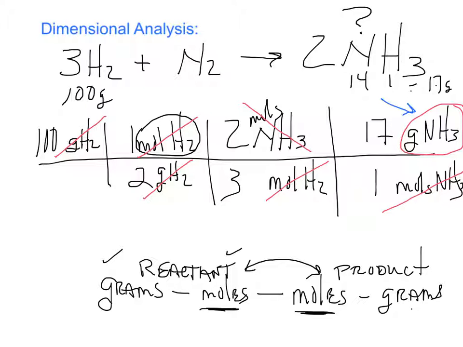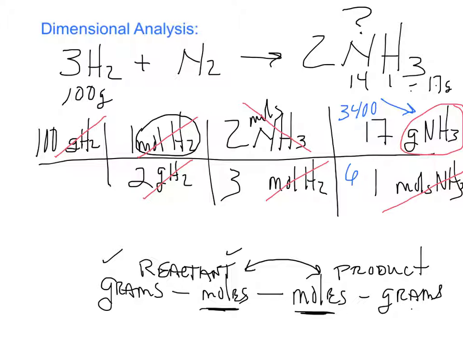So now I do the math. I'm going to multiply everything that's up above the line. So that would be 100 times 1 is going to be 100, times 2 is going to be 200, times 17 is going to be 3,400, right? I believe that math in my head is correct there. And then I take down here and I multiply these. 2 times 3 times 1 is going to be 6.